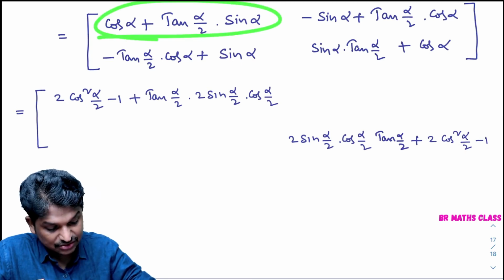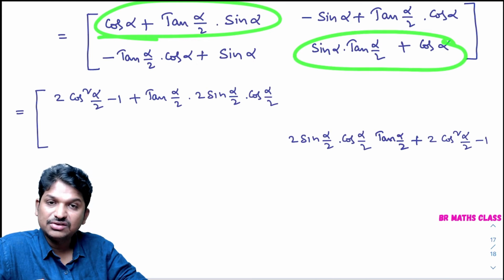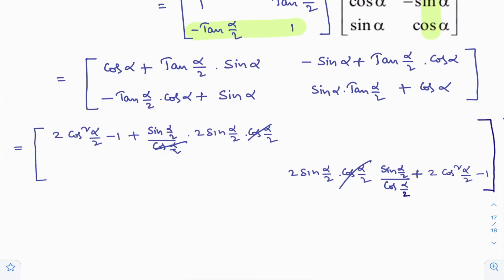I hope you are understanding. As these two are the same, what I did: in place of cos alpha, I wrote 2 cos square alpha by 2 minus 1. In place of sin alpha, I wrote 2 sin alpha by 2 into cos alpha by 2. Please observe here, tan alpha by 2 is there. We know that tan alpha by 2 can be written as sin alpha by 2 divided by cos alpha by 2. When we write it like this, you can see this cos alpha by 2 and cos alpha by 2 will get cancelled. Here also, in place of tan alpha by 2, you write sin alpha by 2 divided by cos alpha by 2, so the cos alpha by 2 terms get cancelled. In this way, we simplify these two elements.